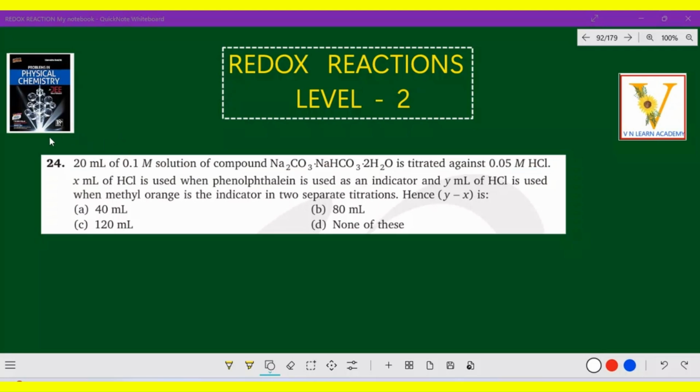Hello students, today we are going to see some more interesting and important questions from Narendra Avasthi sir's physical chemistry, redox reaction, level 2. Come on, let us discuss a few more questions from this session.